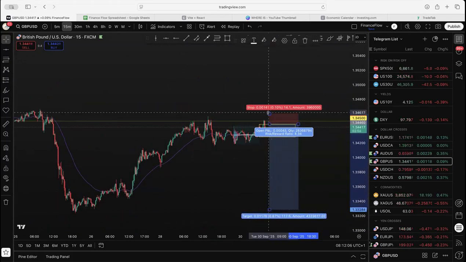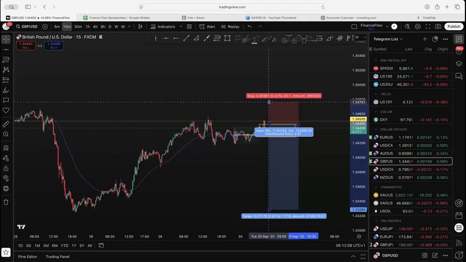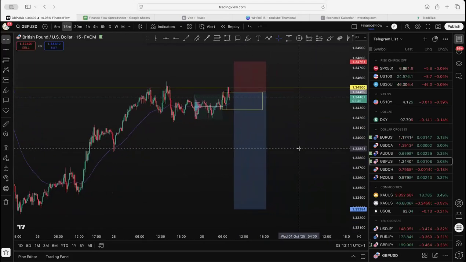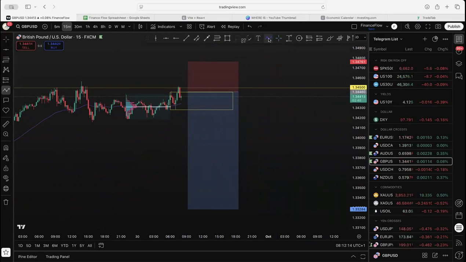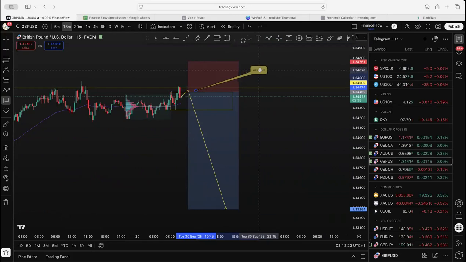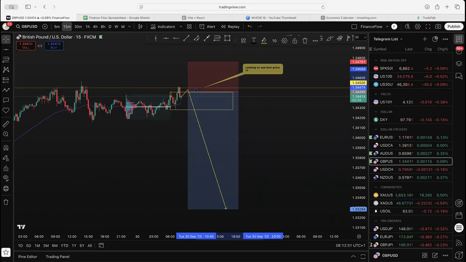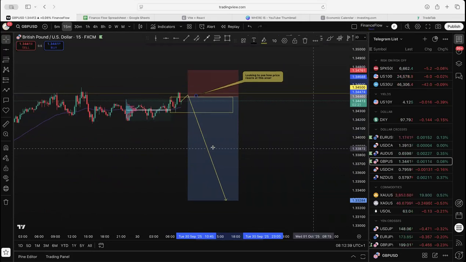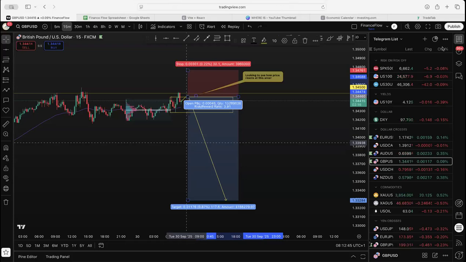I'd love to take it down here, say about 30 pips stop loss. That's what I'd be looking for here. So anywhere around this area, anywhere in between here, is what we will be looking for. Let's put a call out box here, looking to see how price reacts at this area. Because we want this to hold. So that is obviously what we're looking for here, and obviously then we can look to enter.